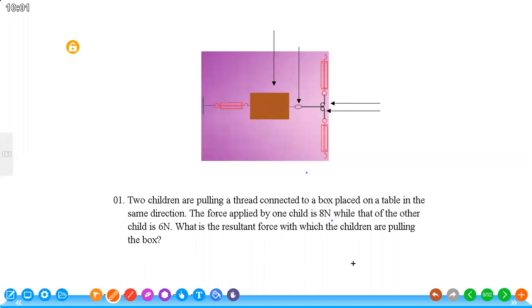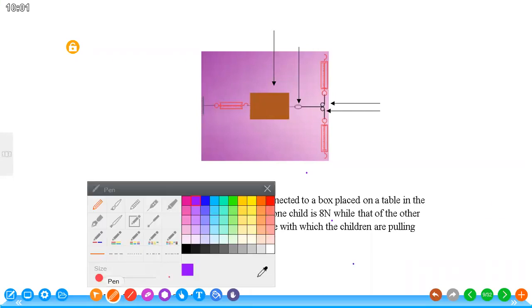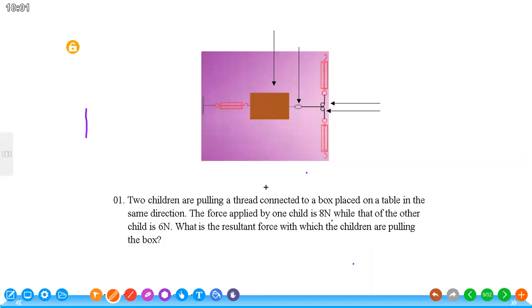First you read the question, then you work out how to do it. Now we are going to see how to solve this question. The first one: two children are pulling a thread. How many children? Two children. Note it. Then pulling a thread connected to a box. So first you make a figure. Connected to a box placed on the table. Right. How many children? Two children.